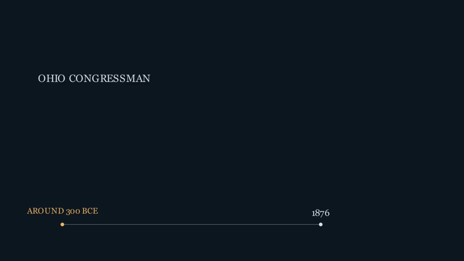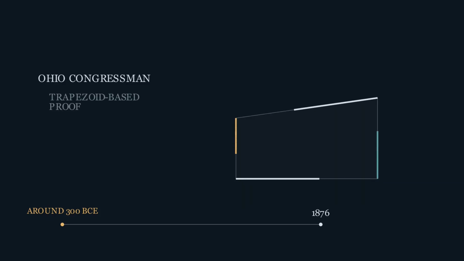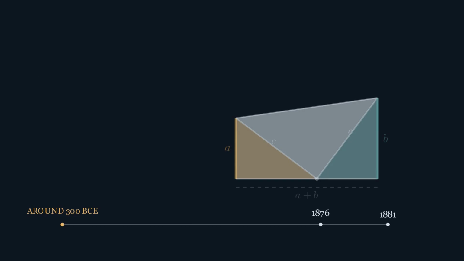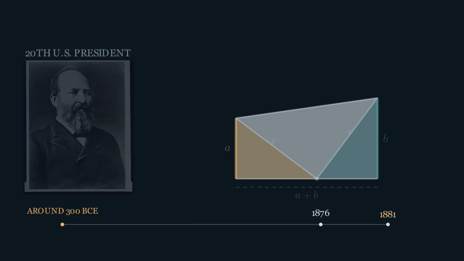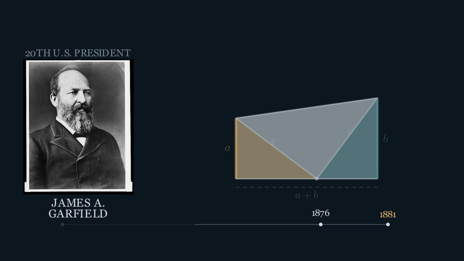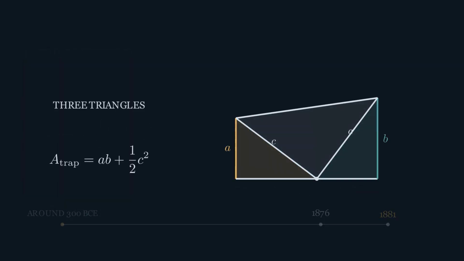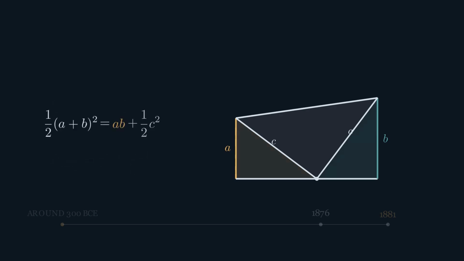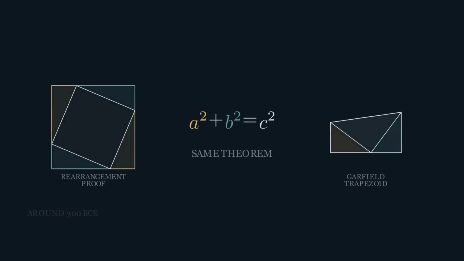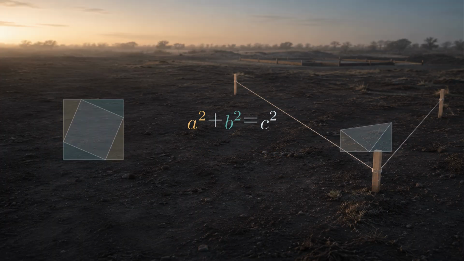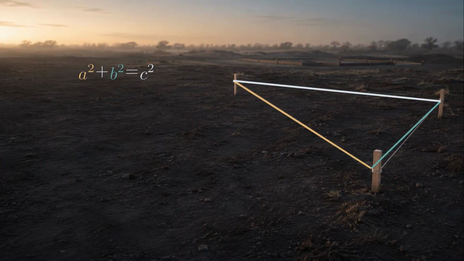In 1876, an Ohio congressman published an original trapezoid-based proof. 5 years later, he became the 20th President of the United States. His name was James A. Garfield. He calculated one trapezoid's area in 2 ways. When the calculations were made equal, the theorem appeared again. Same theorem, another route. We began with a practical trick: 3 meters, 4 meters, 5 meters.